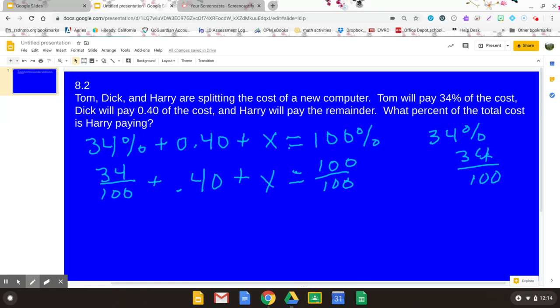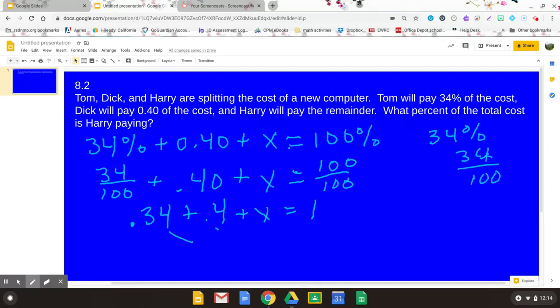Now I'm going to turn those fractions into decimals. So 34% as a decimal is 0.34 plus 0.4 plus X equals... Now, don't think of 100 over 100 as equaling 100. 100 out of 100 is equal to 1. So now I have an equation that I can solve to find what X is.